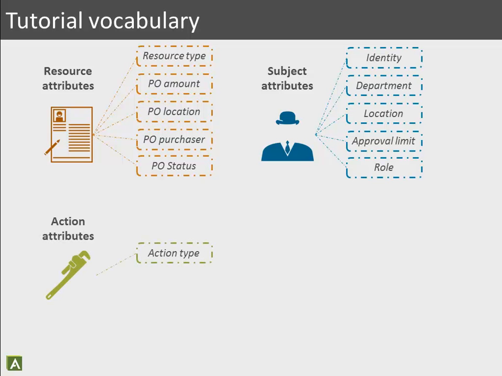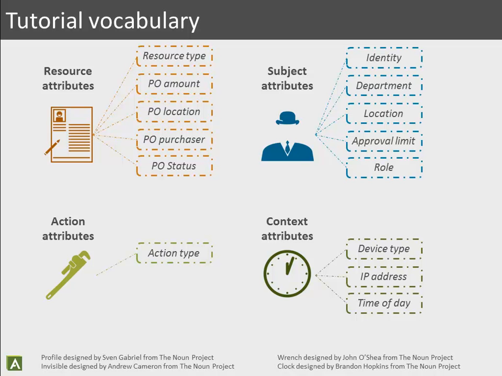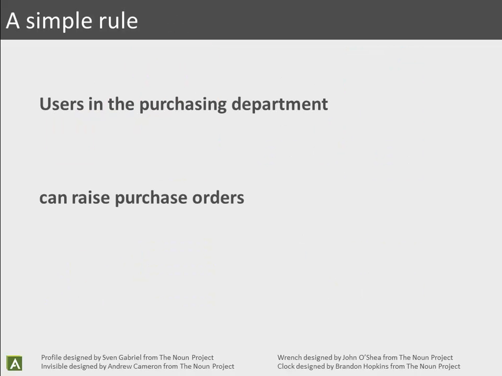We can also look at the action attributes. In this example, we'll have an action type. Is it view a PO? Is it create a PO? Is it delete a PO? Is it approve a PO? And finally, we can also focus on contextual attributes, context or environment attributes, such as the type of device the user is using, which allows for device-based access control. The IP address of the user to restrict access to sensitive information from a given location, but also a time of the day if, for instance, no single purchase order should be approved after 5 p.m. in any business day. Let's have a look at the first rule that we will be implementing in part 2 of this tutorial.